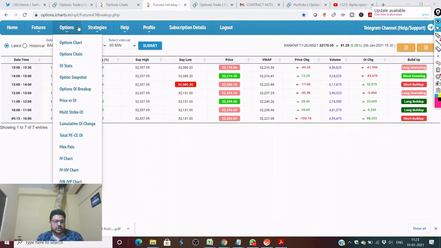For intraday, you should always take the benchmark of the open interest by 11:30. That will give you a clear direction of the market for that day.